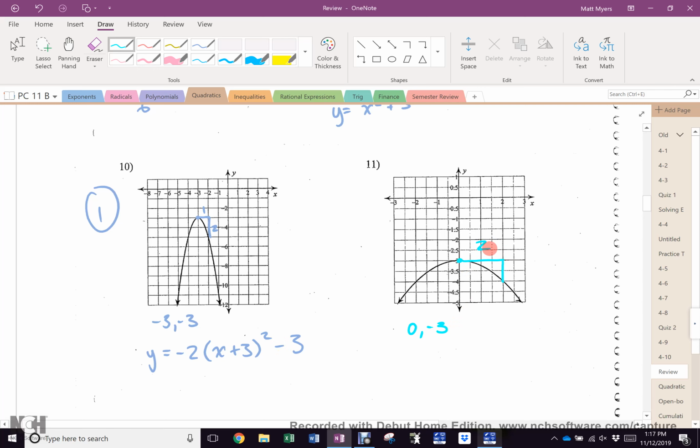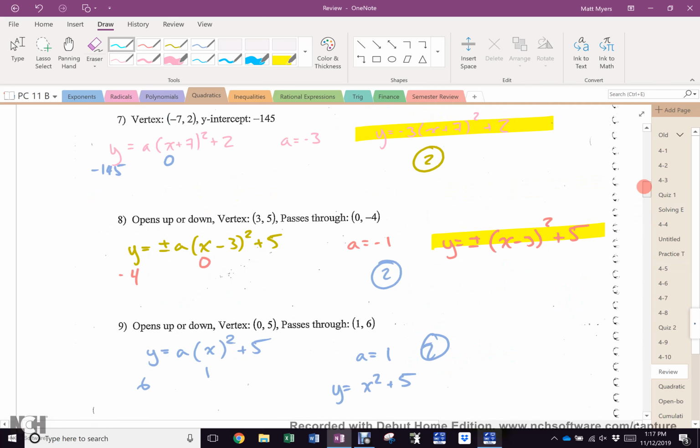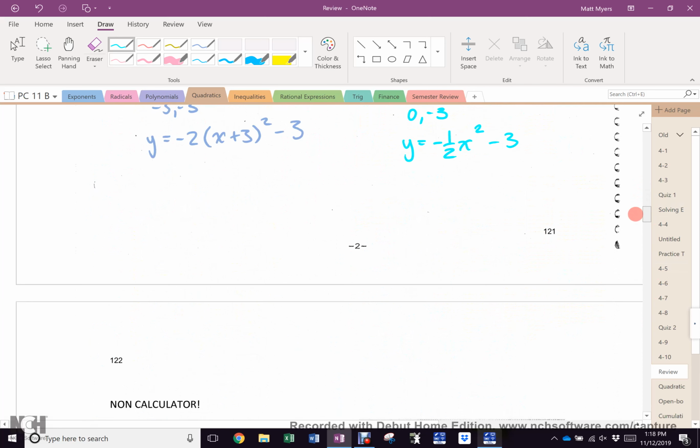So this way I went over 2 and down 2. I should have gone down how far when I went over 2? 4, but I only went down 2, so it's half. Y equals negative 1/2 x, don't need anything to add to x, so squared minus 3. Making that page out of 2, 4, 6, 8.